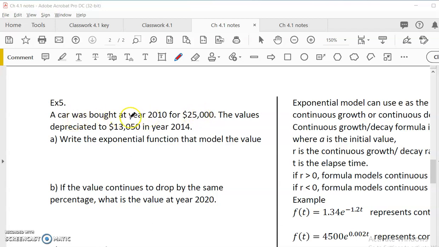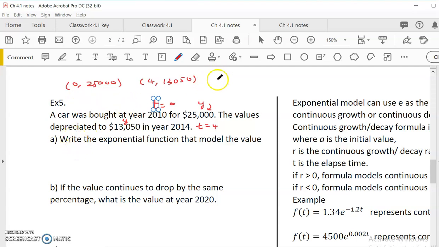So for example, a car was bought in year 2010 for $25,000. The value depreciated to $13,050 in year 2014. So 4 years. We can say 2010 is t equal to 0, 2014 is t equal to 4, and y would be equal to 25,000 at this time. So you can write down the two values: 0 is 25,000, so we can tell this is A, right? And then we have 4 is 13,050.